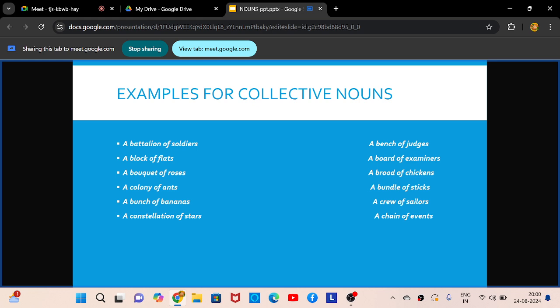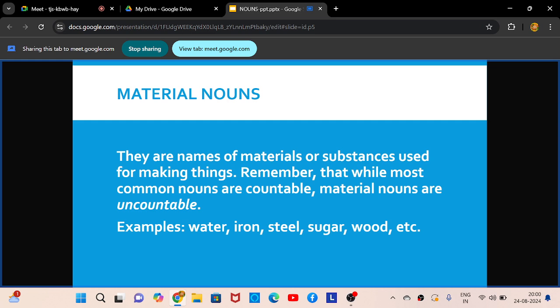All right, now a board of examiners. Examiners പറയുമ്പോൾ those who evaluate our answer papers, right? So a board of examiners, a brood of chickens, a bundle of sticks, a crew of sailors, and a chain of events. സംഭവങ്ങൾ ഒന്നിന് പിന്നാലെ ഒന്ന് നടന്നുകൊണ്ടിരുന്നു എന്ന് വിചാരിക്കുക. കുറേ ഇൻട്രസ്റ്റിംഗ് ആയിട്ടോ അല്ലെങ്കിലുള്ള ഇവൻറ്റ്സ്, കുറേ സംഭവങ്ങൾ നടക്കുമ്പോൾ we can say there is a chain of events happening at my house or a chain of events is going on in my school. Okay, you can use a lot of examples like that. Okay, so this is all about collective nouns.